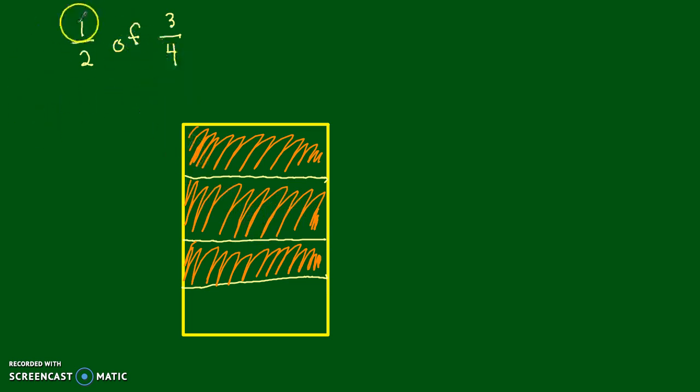Now I'm going to find half of what 3/4 is, and to do that, I'm going to switch colors here. Notice, originally our lines were going horizontally. Now we're going to make them go vertically, and we're going to separate this now into half.